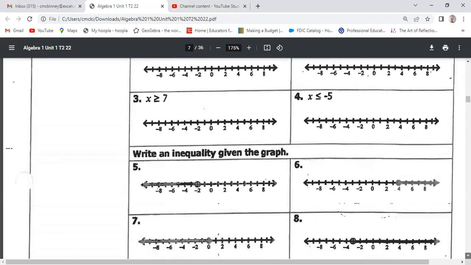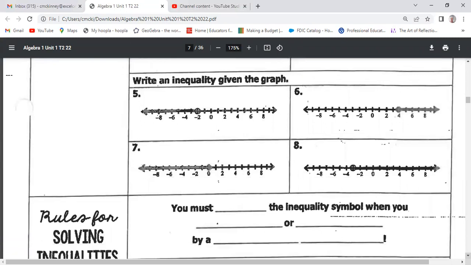And then this is just going the opposite direction. It can be kind of hard from the copy to tell if something is open or closed. Maybe not as hard for you as for me. So in this case, I believe that circle is open. So this is x is less than negative 2. Whereas this is x is greater than or equal to 4.